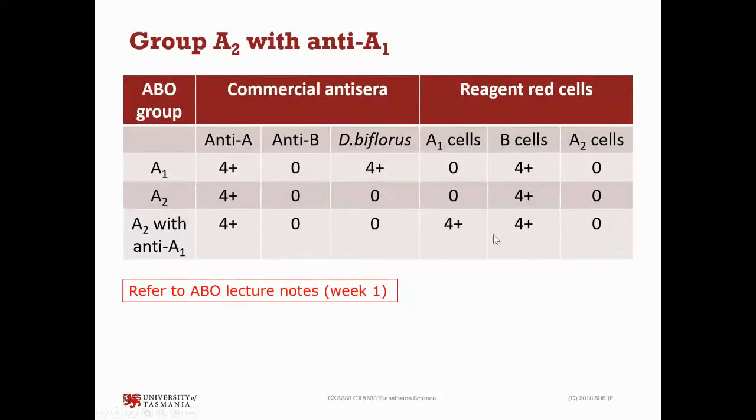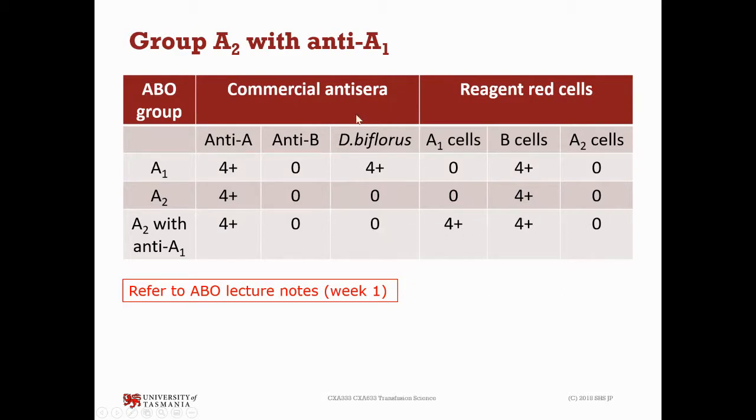And again, this is how we do it. So this is our A1 individual compared to our A2 individual and the results that we get. And here's an A2 with an anti-A1. And that's what we find.